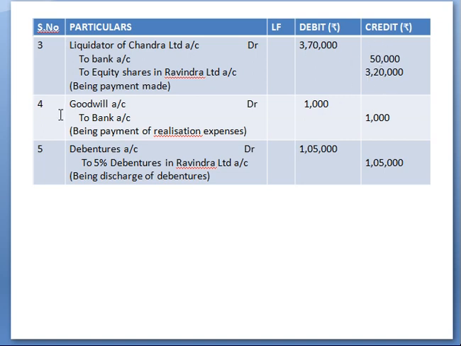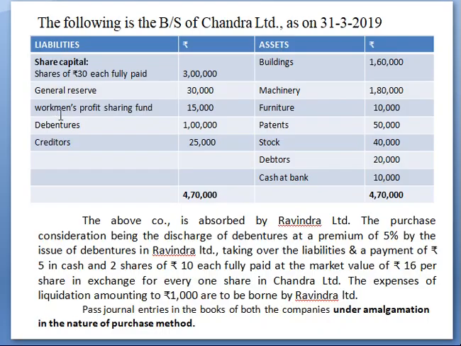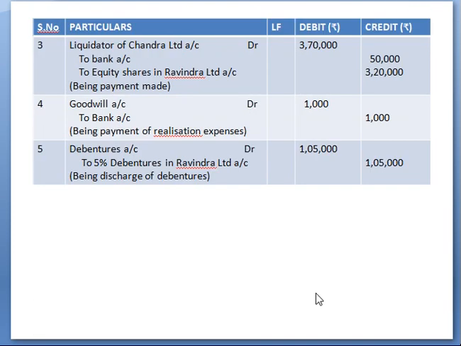And next, already in the question it is given clearly that the expenses of liquidation are borne by Ravindra Limited, which means the purchasing company pays the expenses of the selling company, right? So it is an additional expense that is to be adjusted with the goodwill. So the entry is goodwill account debit to bank account 1,000.